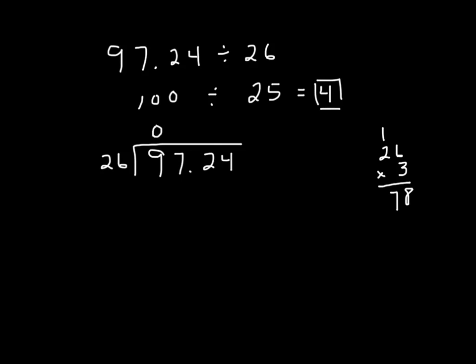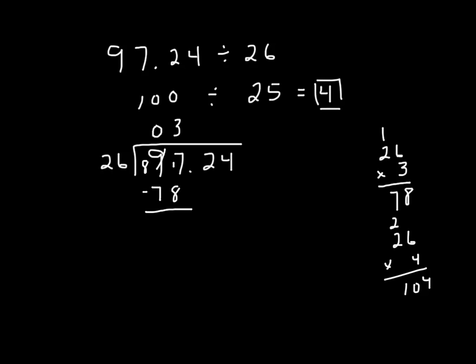And if you're not sure, you can always try the next one up too. I think 78 is the highest I can get, but I'm going to try it anyway. 2 times 4 is 8 plus 2 is 10. Yeah, that's too big. So I can get 3 groups of 26 from 97, and that equals 78. I just multiplied, so now it's time to subtract.